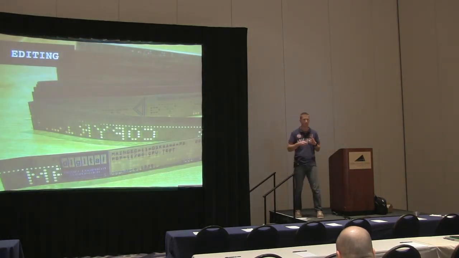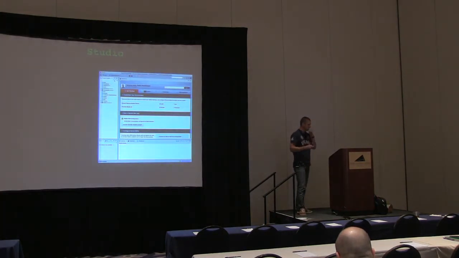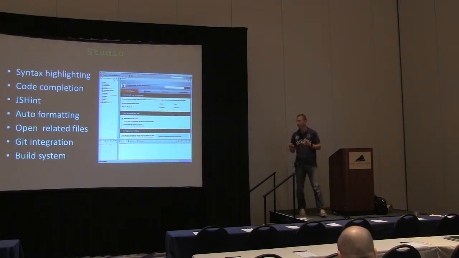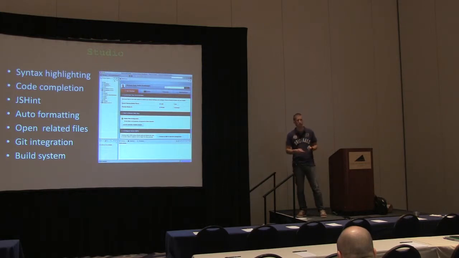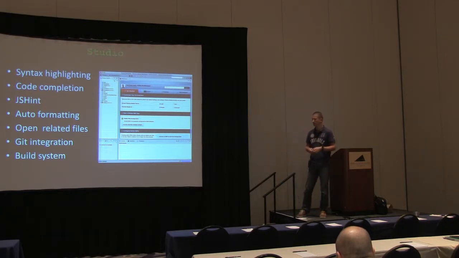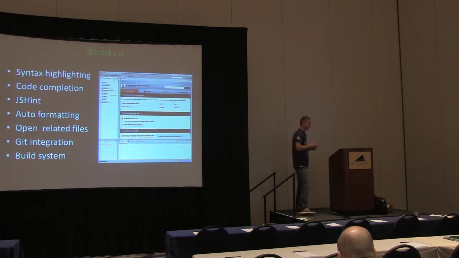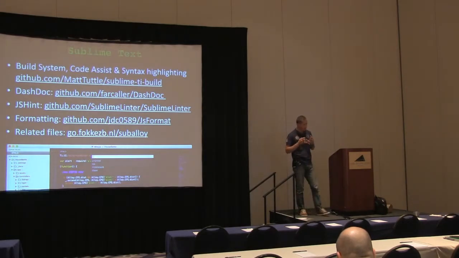So let's go through all of these and see how we can find alternatives if we're moving away from Studio and using the CLI. For the editor, if you look at Studio, we have syntax highlighting, code completion, ESHint is included, auto-formatting of files, you can go through related files. If you're working in a controller of an Alloy project, you can use a shortcut to open the XML and TSS related to it. You have Git integration, you have a build system. So we need to find an alternative for all these kinds of features that Studio offers us as it comes to the editor. And a very popular alternative, of course, is Sublime.